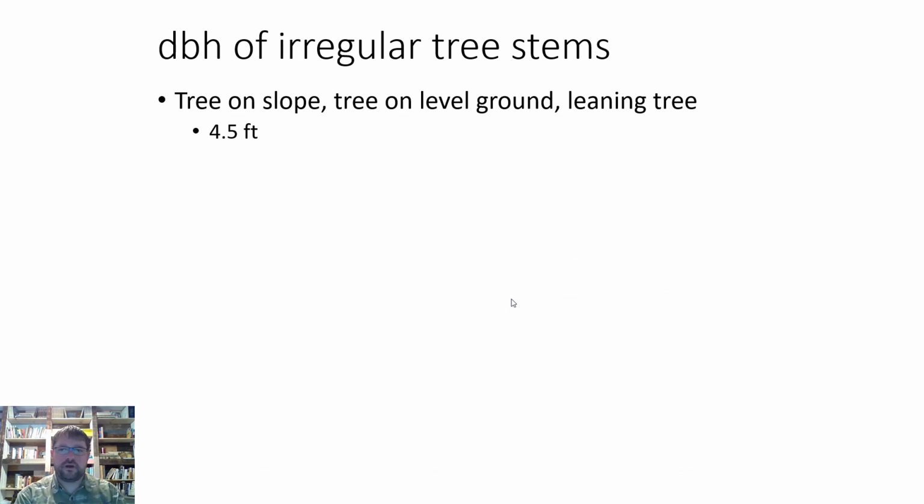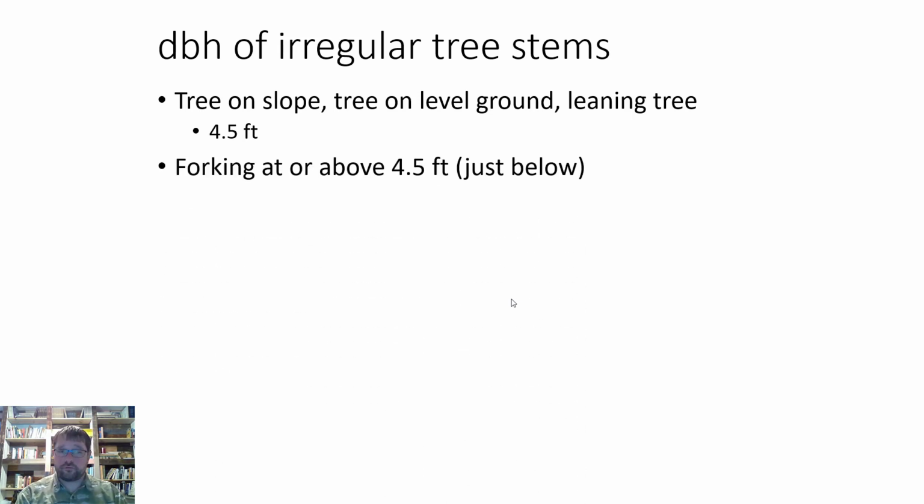Okay, so a tree on a slope, again, a tree on level ground, a leaning tree, all of them is 4.5 feet. Okay, that is the diameter at breast height. Now, where you take the measurement will depend. Okay, again, if the tree's on a slope, you take it from the uphill side of that tree. Level ground, it makes no difference. A leaning tree, it really doesn't make a difference. You normally measure it on the side that is leaning away. Okay, again, but as long as it's not on a slope, it makes no difference.